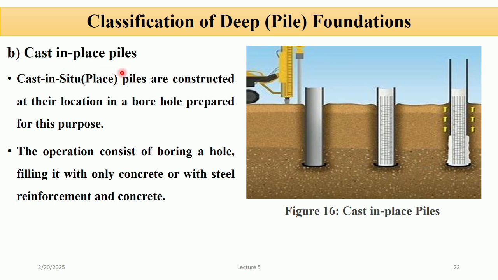Cast and place piles. It is also called cast in situ piles. These piles are constructed at their location in a borehole prepared for this purpose. The process of cast and place piles is that a borehole is drilled into the ground to the desired depth. Then a reinforcement cage is placed inside, and then concrete is poured to form the pile.